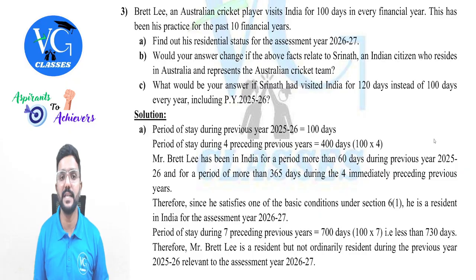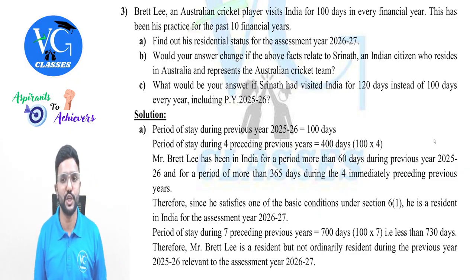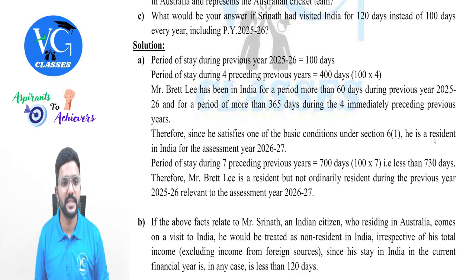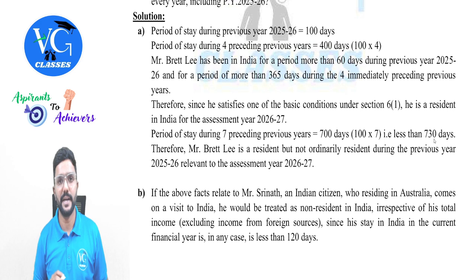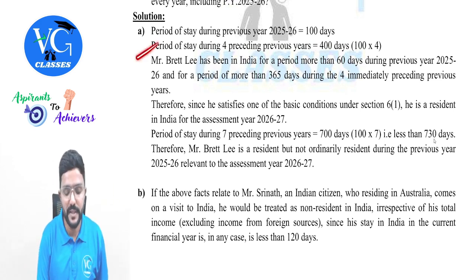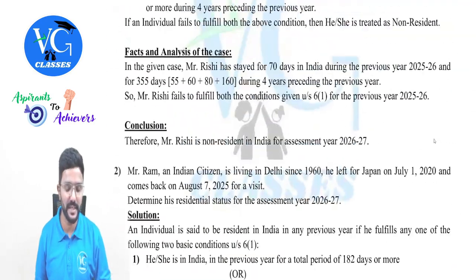Brett Lee, an Australian cricketer, visits India for 100 days in every financial year. This has been his practice for the past 10 financial years. Every year he is coming to India for 100 days. Determine his residency status. So how many days was he in India during the previous year? 100 days. So the first condition is ruled out. Second condition: period of stay during the 4 years preceding the previous year is how much? 100 into 4 comes to 400 days. So did he satisfy the second condition, guys?